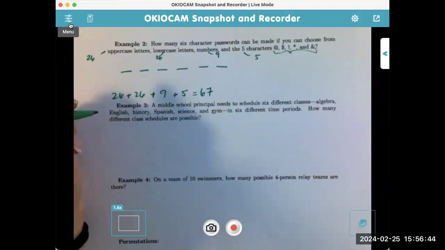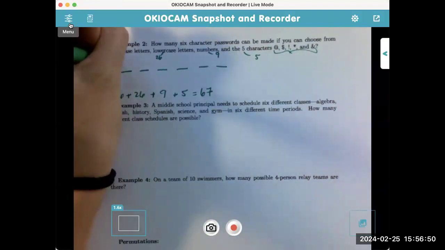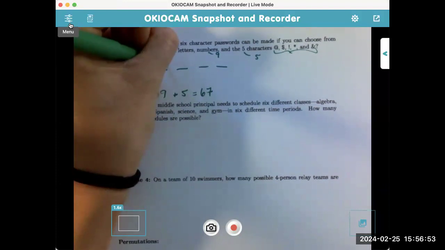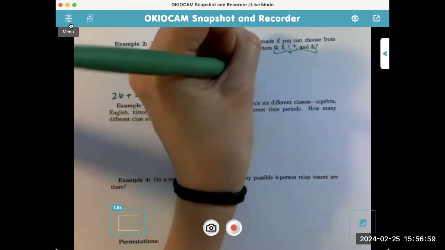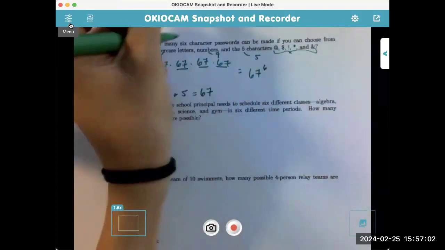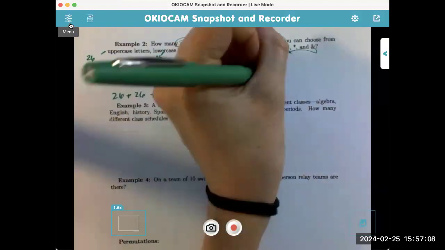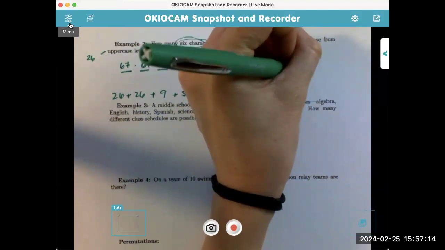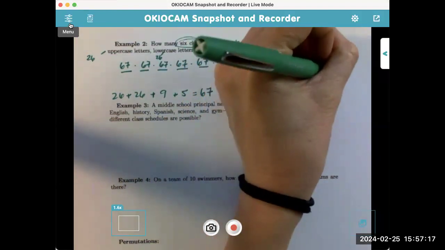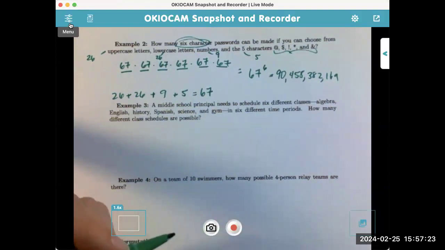Okay. So here we're allowed repeats because it doesn't tell us we're not allowed repeats. So that's 67 times 67 times 67 times 67, 67, 67. Or 67 to the 6 because it's a 6-character password. That's cool. So if you pop that into your calculator, big number. Let's see, 458, 382, 169. Hundreds, thousands, millions. So let's say 90.5 billion options. Boy, oh boy, it's a lot.